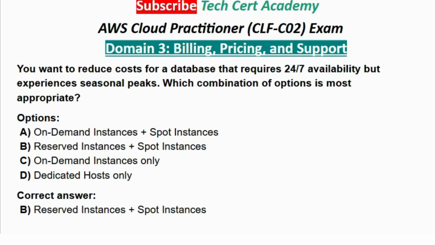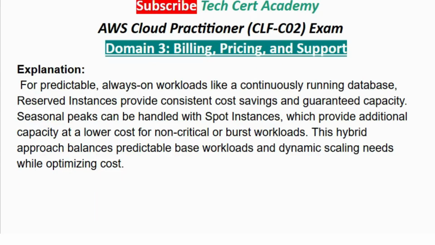You want to reduce costs for a database that requires 24/7 availability but experiences seasonal peaks. Which combination of options is most appropriate? Options. A. On-demand instances plus spot instances. B. Reserved instances, spot instances. C. On-demand instances only. D. Dedicated hosts only. Correct answer, B. Reserved instances plus spot instances.